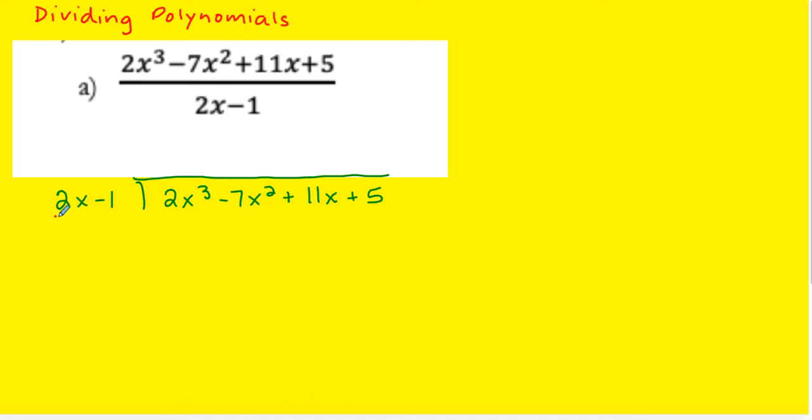Okay, so we look at the first term here and the first term here, and we divide 2x into 2x cubed. One way of thinking about that is to say to yourself, 2x times what would give me 2x cubed? And that would be x squared. All right, so x squared is going to get placed right above the term with x squared. That's the way I do it. It just makes it a little bit easier and cleaner for me.